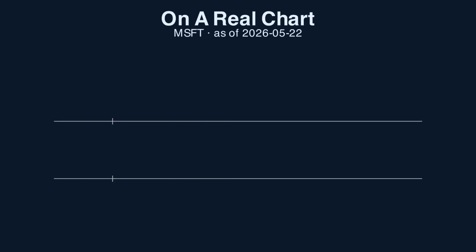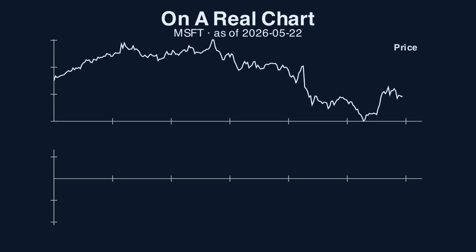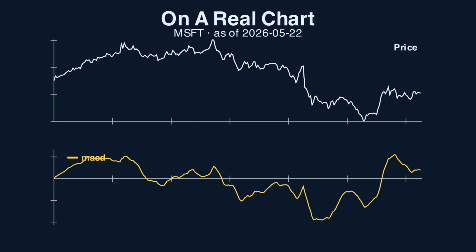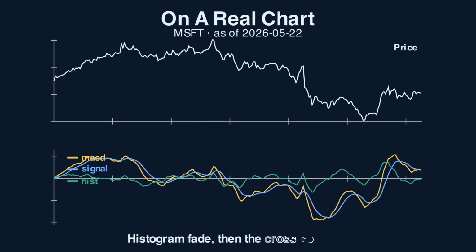On real price, you can see both halves at work. The histogram fading ahead of each turn, and the crossover confirming it a few bars later. Notice how the cleanest signals come when MACD agrees with the trend, bullish crosses in an uptrend run, while the same cross in a choppy stretch just whipsaws.